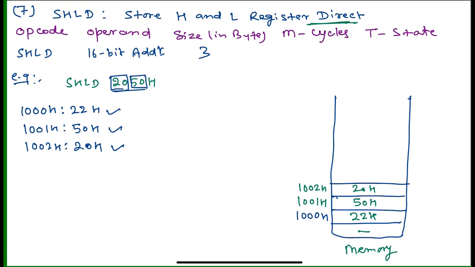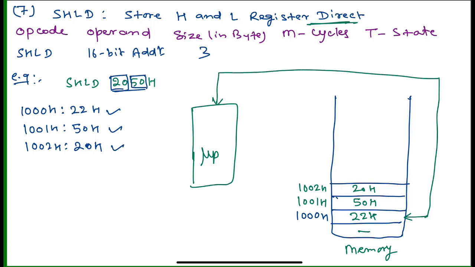When you press the execute button on the microprocessor, first of all this opcode will come from the memory to the microprocessor. This is our microprocessor. So this 22H will come to the microprocessor, and the microprocessor will execute this opcode. Then it knows that the further 2 locations hold the address, so as the next operation, it will read the low order address, 50H, and then the high order address, 20H.